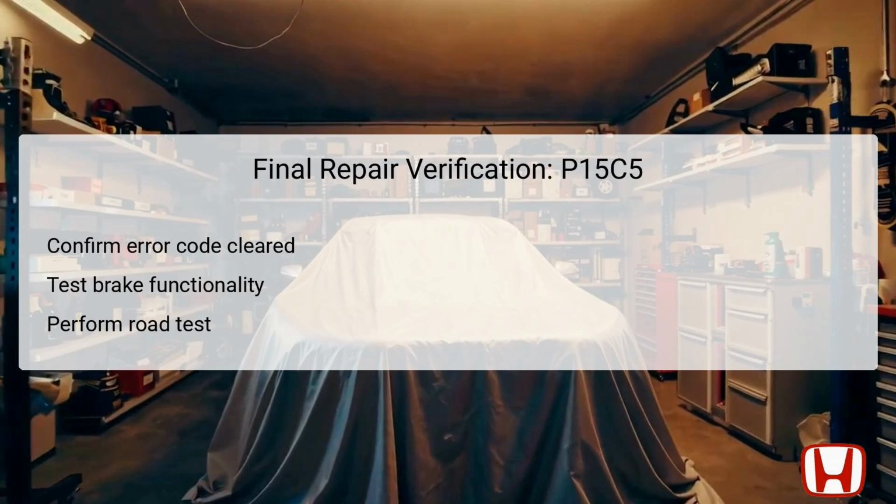Following this, a comprehensive brake functionality test should be carried out to ensure that braking performance is restored. This can involve checking the responsiveness of the brake pedal and monitoring the overall operation of the braking system. Lastly, a road test should be performed under conditions that would have previously triggered the DTC. This complete verification process not only ensures that the issue has been resolved, but also reassures the vehicle owner of the safety and reliability of their braking system.